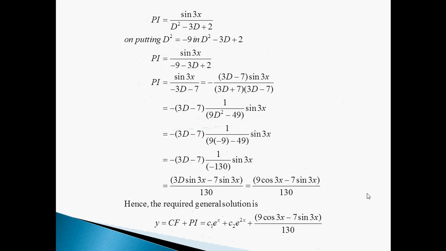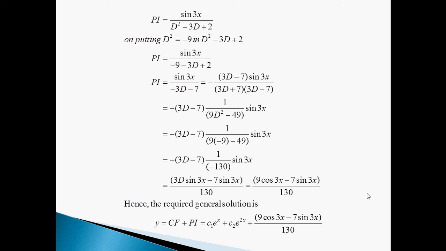Now we find the particular integral, sin 3x upon D square minus 3D plus 2. Here the coefficient of x is 3. So by the formula, D square equal to minus 9. We put D square equal to minus 9 in D square minus 3D plus 2, but we cannot put anything in place of D. Then the particular integral is equal to sin 3x upon, putting minus 9 in place of D square, minus 9 minus 3D plus 2, and on solving, sin 3x upon minus 3D minus 7. We take minus as a common.